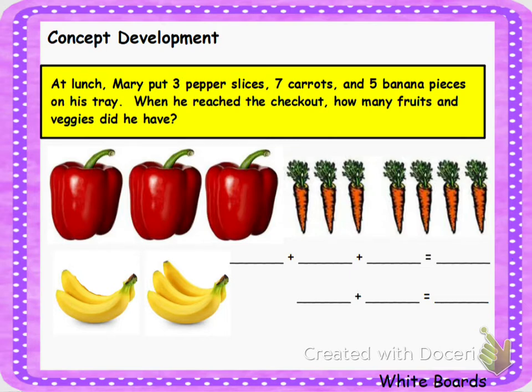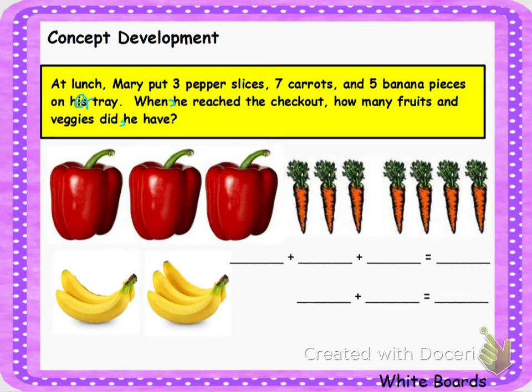Alright, so now I'm going to read it. It says, at lunch, Mary put 3 pepper slices, 7 carrots, and 5 banana pieces on her tray. When she reached the checkout, how many fruits and veggies did she have? Read again. At lunch, Mary put 3 pepper slices, 7 carrots, and 5 banana slices on her tray. When she checked out, how many fruits and veggies did she have?